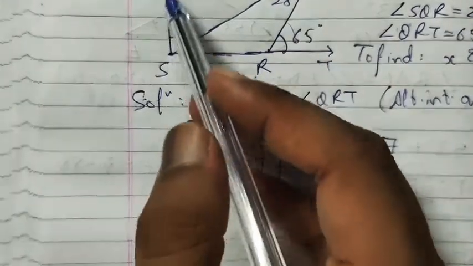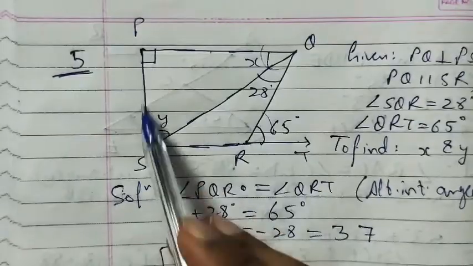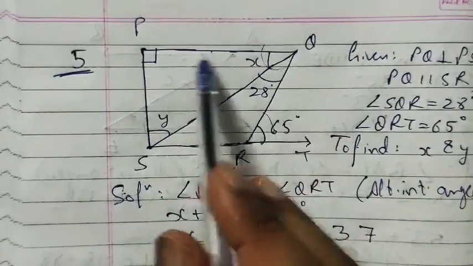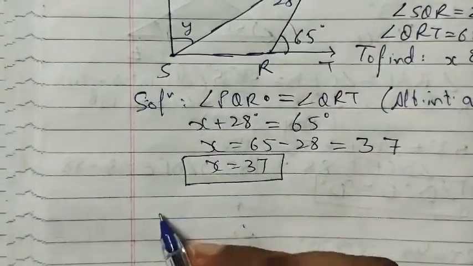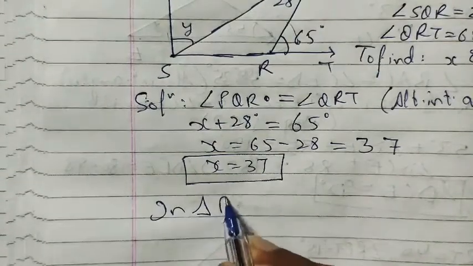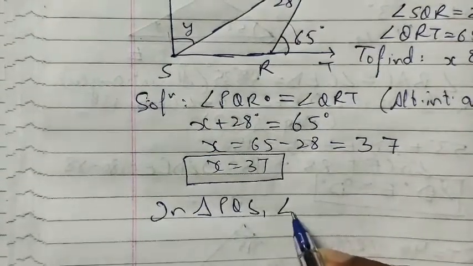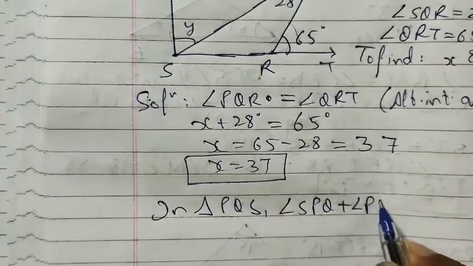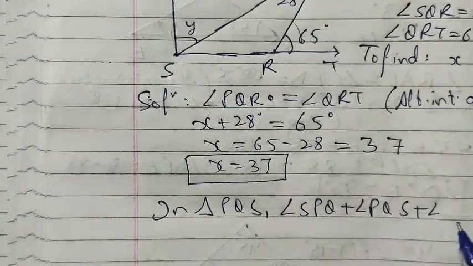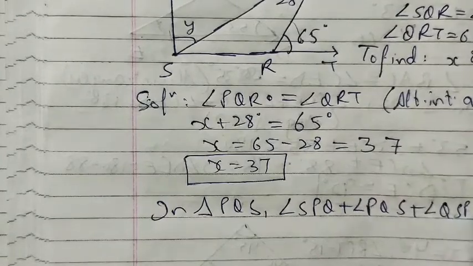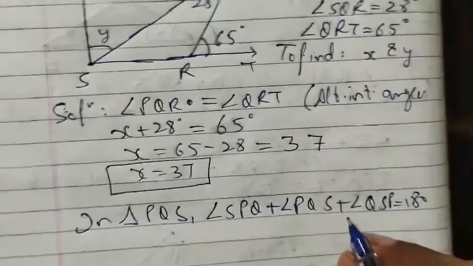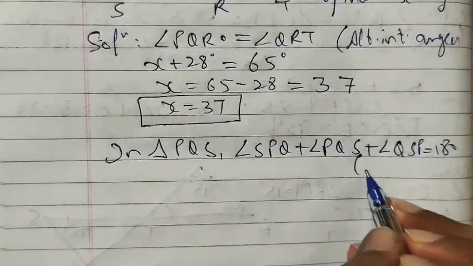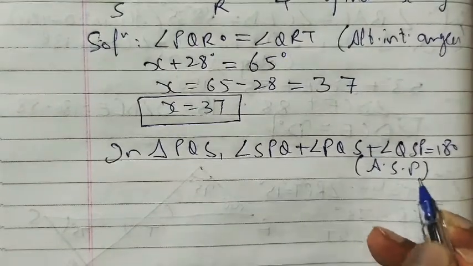So for Y we can say the sum of angles of this triangle will be 180, right? So in triangle PQS, angle SPQ plus angle PQS plus angle QSP is equal to 180. The reason is the angle sum property, right?